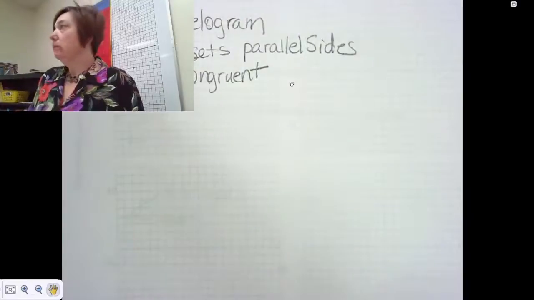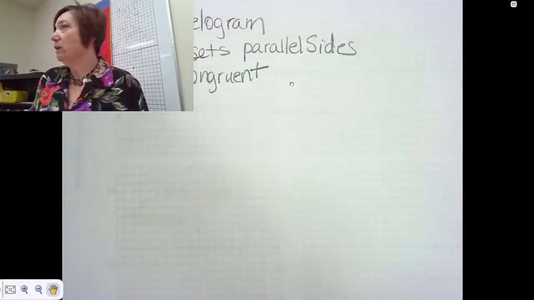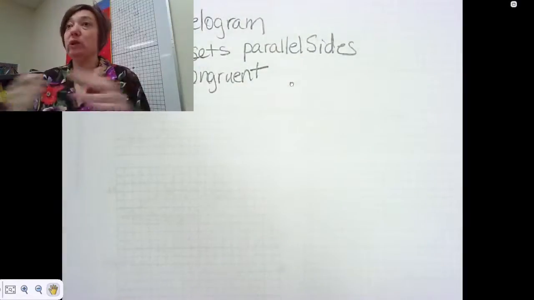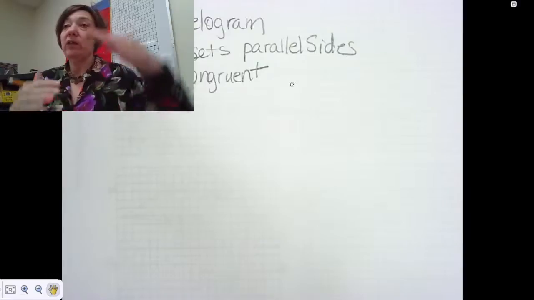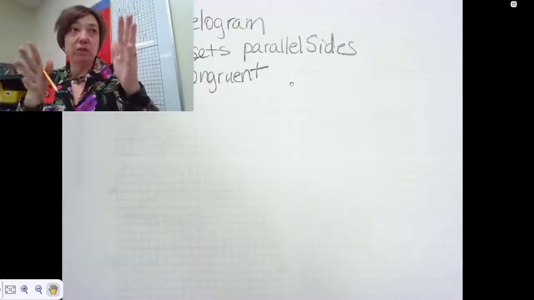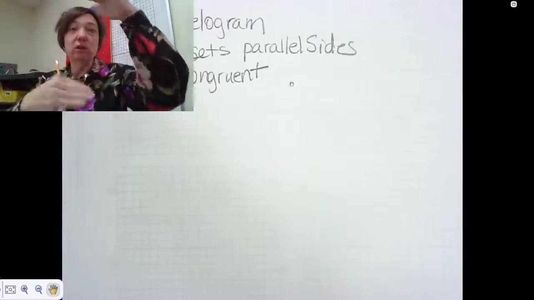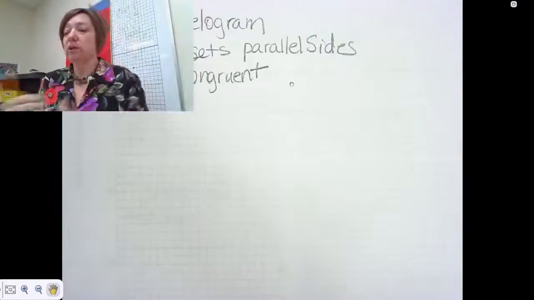They're congruent. So you've got two sets of parallel sides that are also congruent to each other, right? Not the sets are congruent, but the sides are congruent in a set. So the ones that are across from each other are congruent to each other.